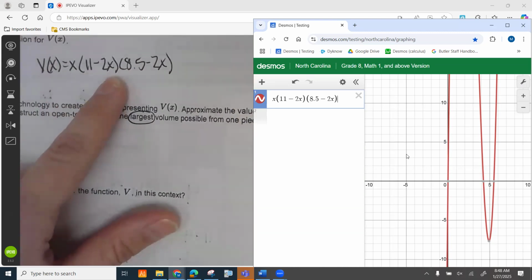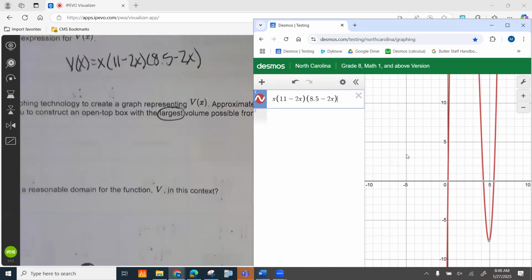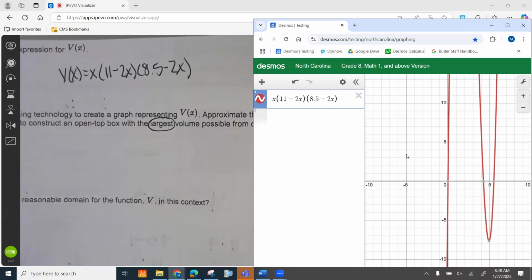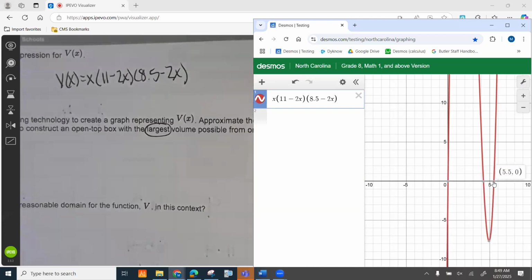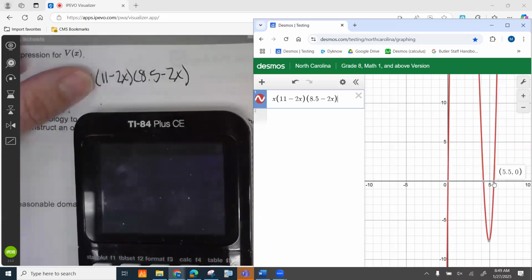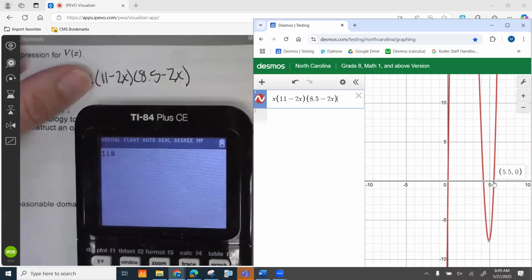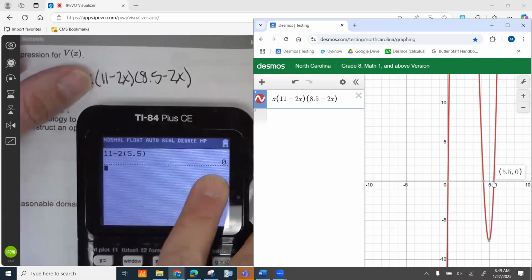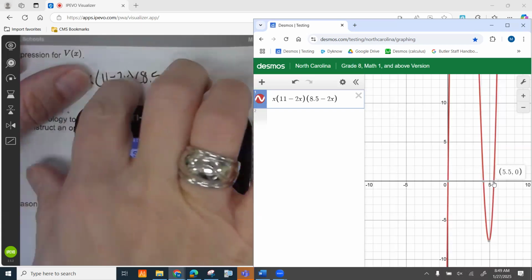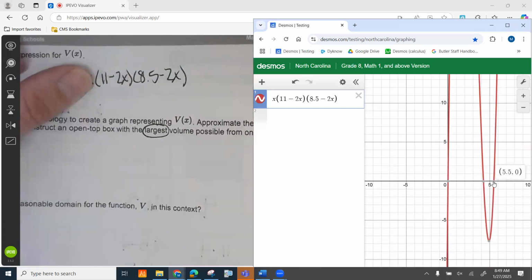What can X not be? All right. And we can start talking about the domain of this right here. Think about this for a second, like 5.5. If X was 5.5, 11 minus 2 times 5.5, do you see how that comes out to be 0? That means that side would be 0 right there. We don't want that.